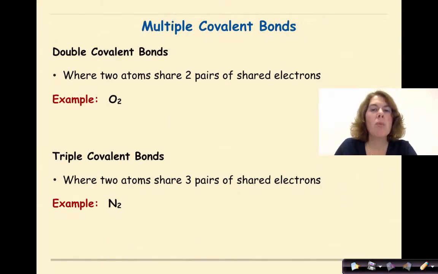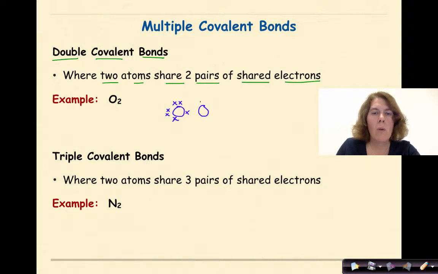Finally, let's talk about multiple covalent bonds. Let's start with a double covalent bond, where 2 atoms share 2 pairs of shared electrons. So let's look at diatomic oxygen as our example. So I have oxygen, 1, 2, 3, 4, 5, 6. Sort of sad looking X. Here's another oxygen, 1, 2, 3, 4, 5, 6. And I'm going to join these together to form covalent bonds. So here's 1, and here's the other. So this is a Lewis dot diagram of diatomic oxygen.